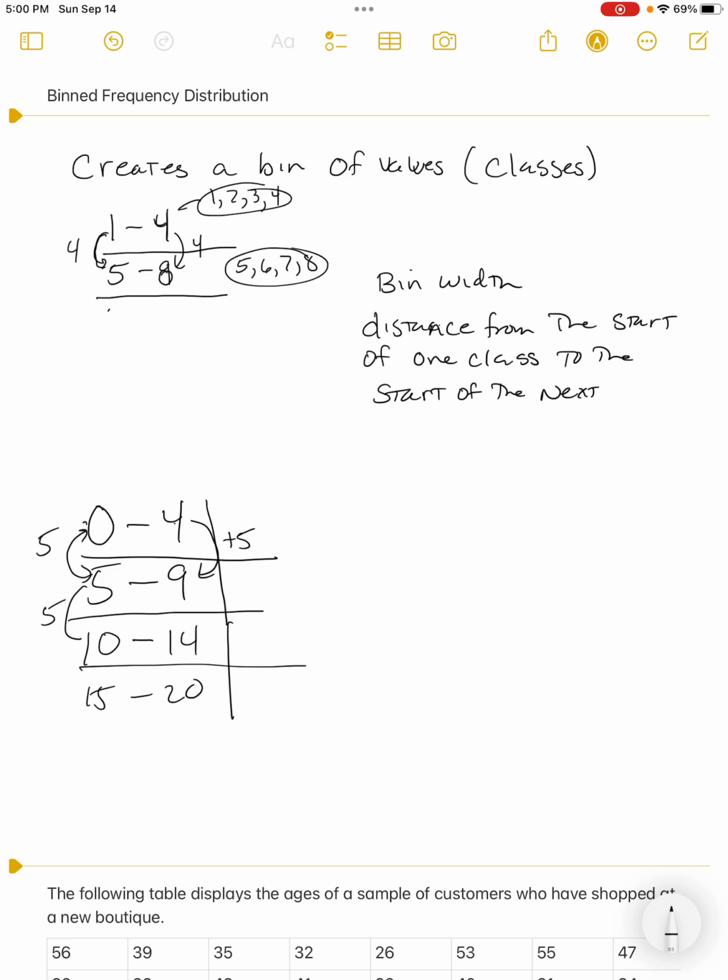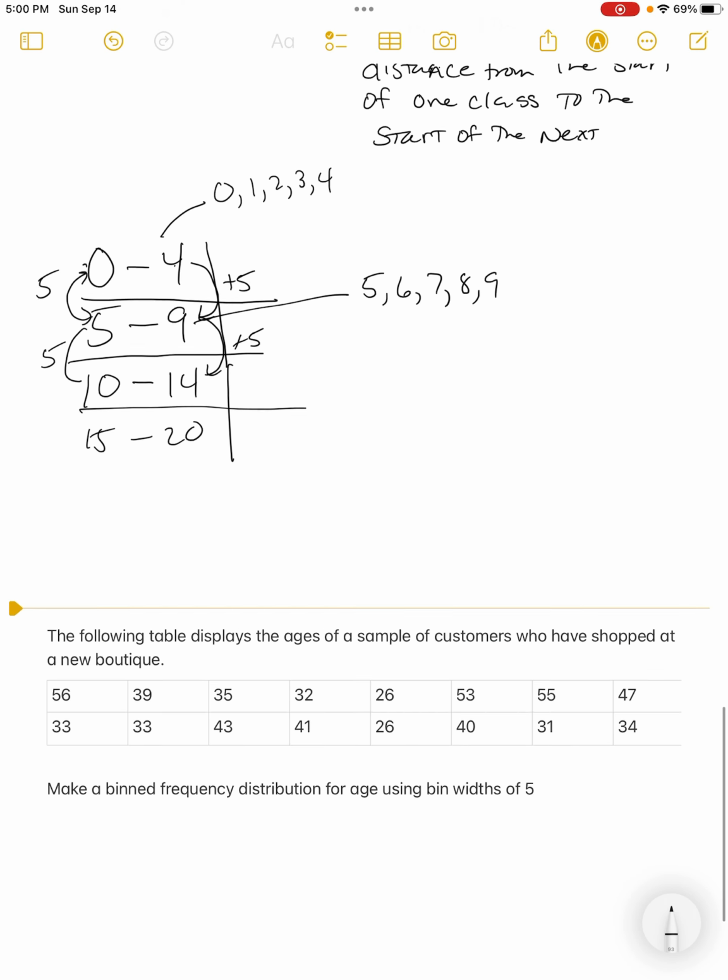Notice from 4 to 9, 4 plus 5 is 9. 9 plus 5 is 14. So I'm moving by 5 to get from the start of one to the start of the next, from the end of one to the end of the next. That's where we get our bin width. Why is it a bin width of 5? Because the numbers involved in this first bin are 0, 1, 2, 3, 4. That's 5 different numbers. For the second bin, it'd be 5, 6, 7, 8, 9. That's 5 different numbers. So there's a real reason why we call that the bin width. It's because that's really what's in there.